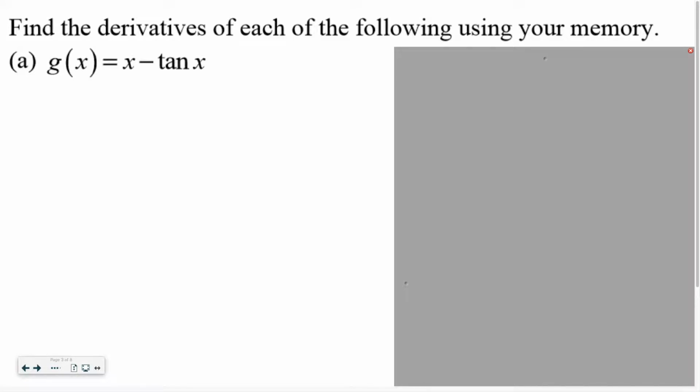Go ahead and write down our first one. g of x is x minus tangent of x. And you know what? Before we talk about it together, try it yourself. Write down what you think the derivative is.